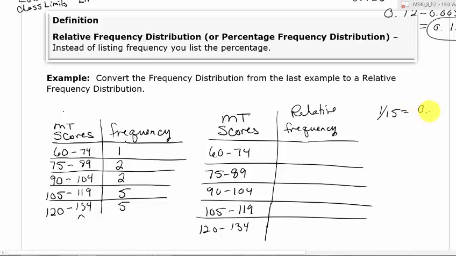That gives me 0.0666, and then eventually a 7. So to convert this decimal to a percentage, we're going to move our decimal 2 positions to the right. And so this would be 6.67%. And then 2 would be 2 divided by 15.